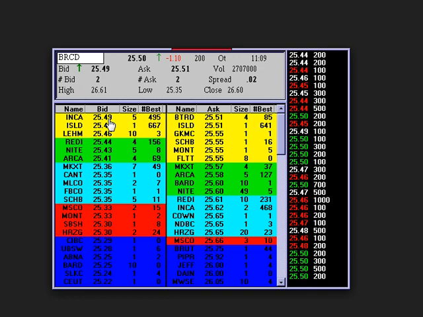That means that the highest someone is willing to buy the stock for is $25.49. And on the ask, you can see that the lowest someone is willing to sell the stock for is $25.51. Now if some of you have heard the term spread, which you can see right here, the spread is always the difference between buying and selling. You can see here that the spread is 2 cents, because the highest someone wants to buy it for is $25.49, and the lowest anyone wants to sell it for is $25.51.